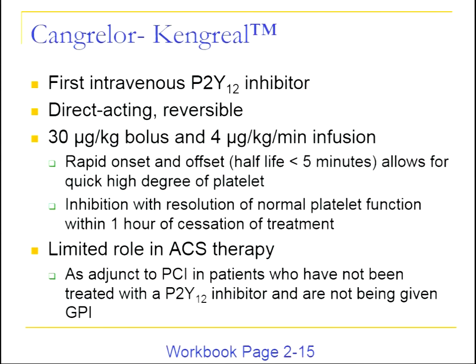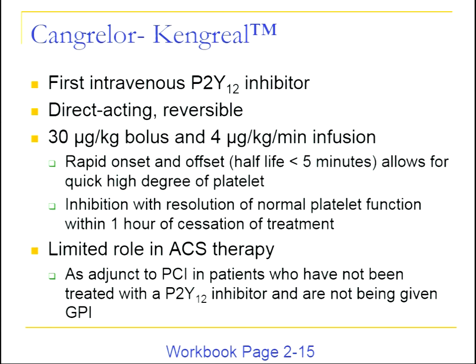All right, so this brings us to a new therapy that is available intravenously. It is the first intravenous P2Y12 receptor antagonist. It's called cangrelor. It is direct acting and reversible. It's kind of like ticagrelor, if you will, in regards to it doesn't have to be converted from a prodrug to its active moiety. It's given as an IV infusion. As you might imagine, it's expensive.